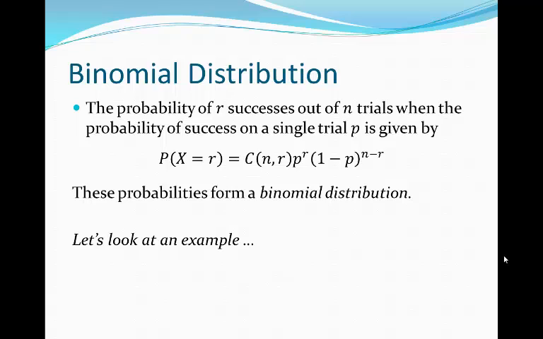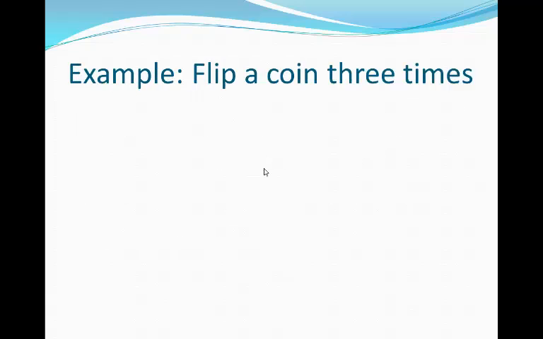When you look at the formula, though, I do want to highlight right here this C(N,R). C(N,R) is the same combination formula that you learned in basic probability. It's the number of combinations of R things taken out of N things.